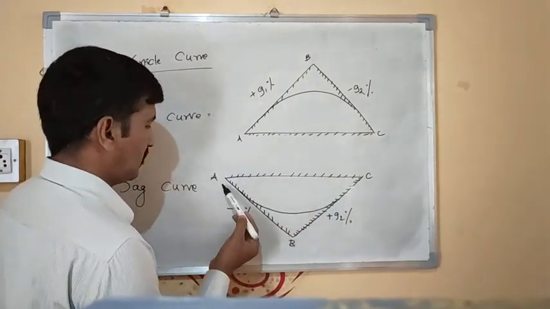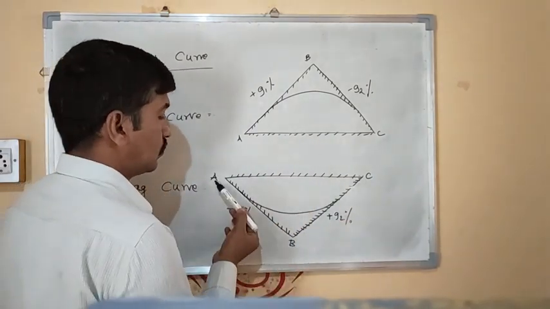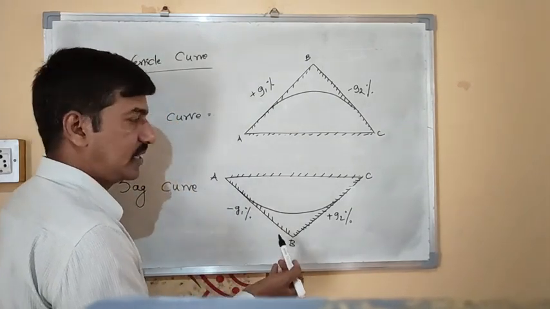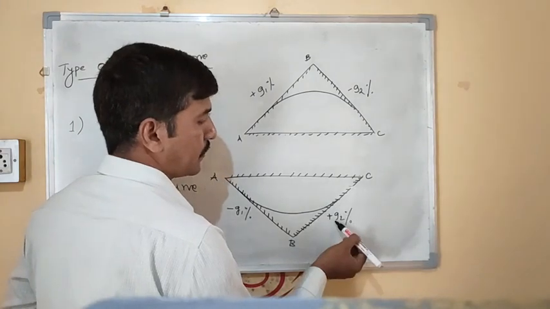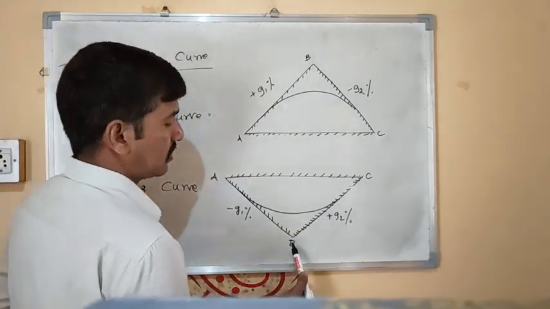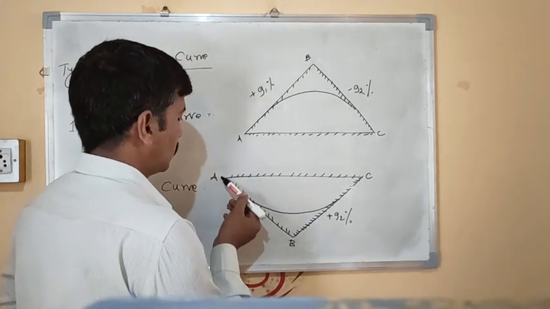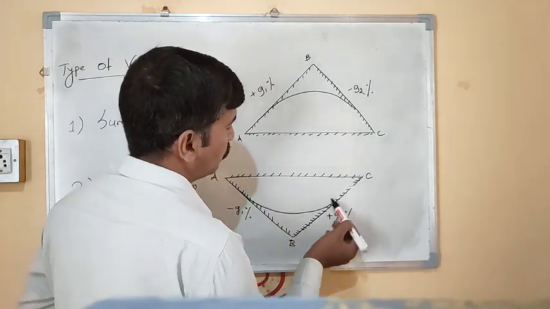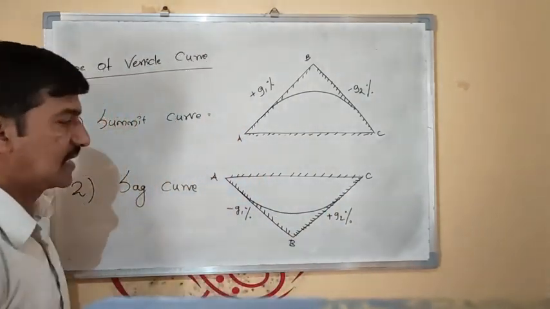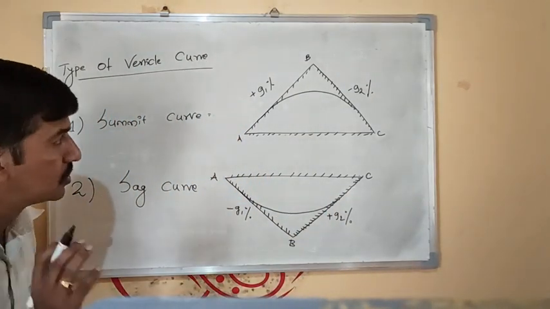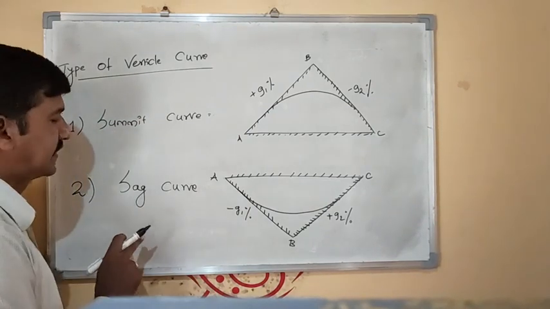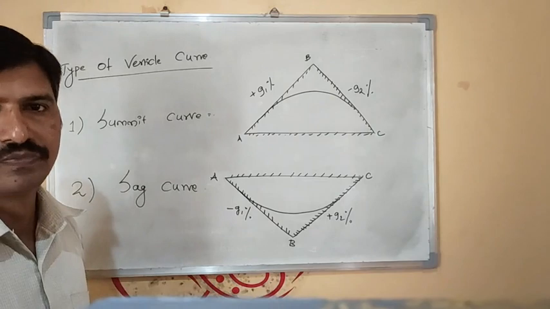In the second case, if you look at the same triangle, A to B becomes a negative gradient, or we can say a down gradient, and B to C is a positive G2, which is called an up gradient. They meet again at point B. So to provide a smooth arc, we have provided a smooth arc like this. So this is called your sag curve. So this is all about the types of curve. One is your summit curve and the second is your sag curve.